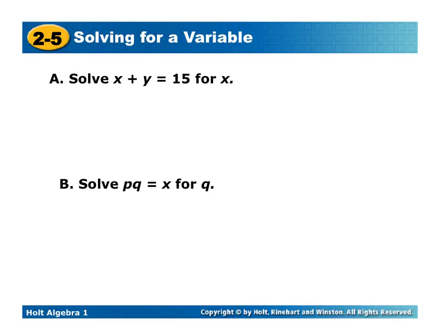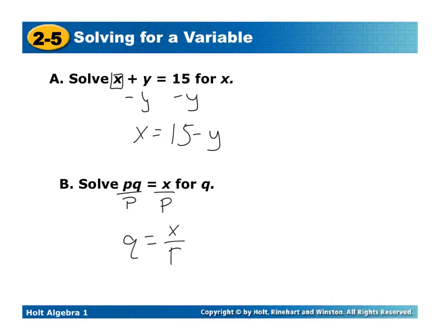It still works the same way even if we have numbers involved as well. So here we have solve x plus y equals 15 for x. I'm solving for x. I'm going to go ahead and subtract y from both sides. It's our inverse, so this would be x equals 15 minus y. So why don't you try pq equals x for q? Because they're being multiplied, divide both sides by p. So now q is equal to x over p.